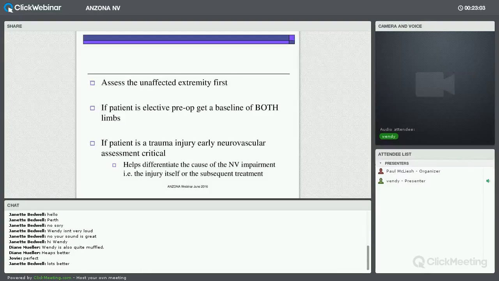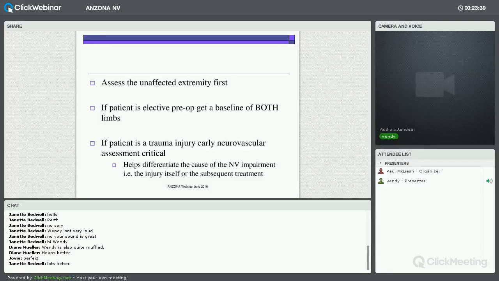One of the things we do is first of all assess the unaffected extremity. We've got a lovely baseline of observations sitting there for us. What we want to do is find out what is normal for that patient's limb. If the patient's an elective preoperative, we want to get a baseline of both limbs, not just the limb that's going to be operated on, because when we're looking at comorbidities, we want to know what is normal for that patient. Is there already a difference between the two limbs before we've started assessing and before they've had any intervention such as surgery?